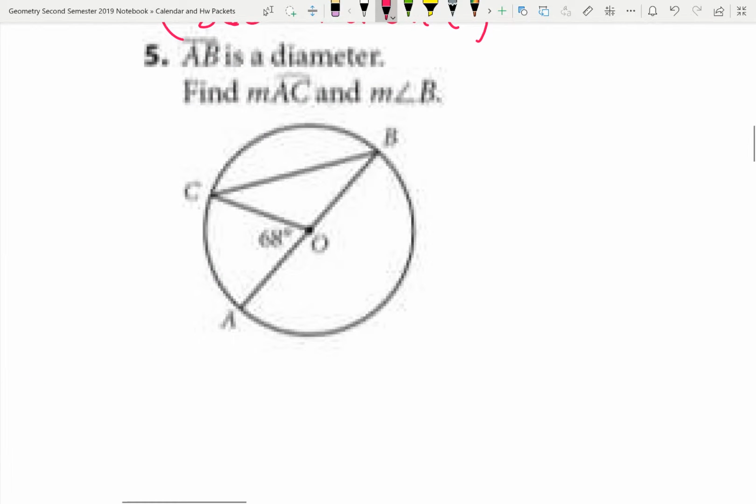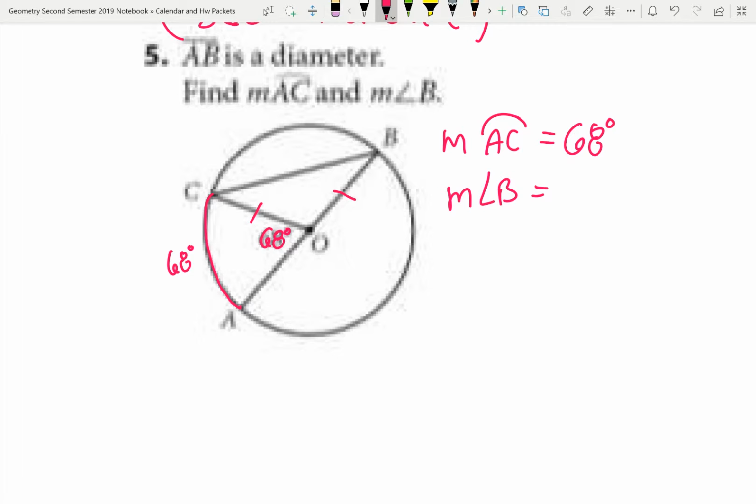Number 5. This right here is 68 degrees, and these are both radii, so those are congruent. AB is a diameter. I'm trying to find the measure of arc AC. Well, the measure of arc AC is going to be the same as the central angle, so that's 68 degrees. And the measure of angle B, which I assume is this angle right here.